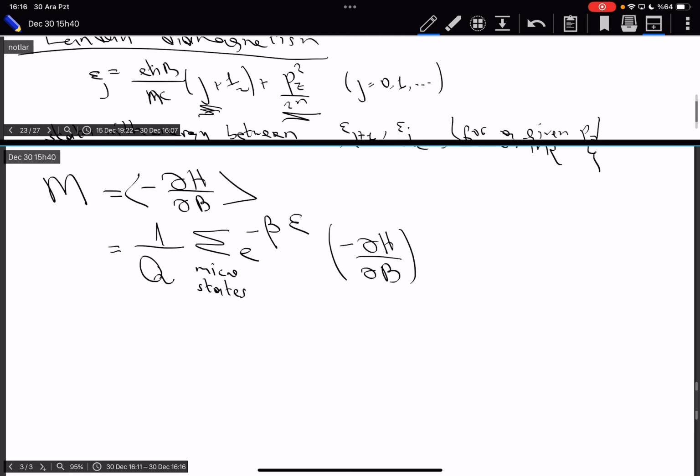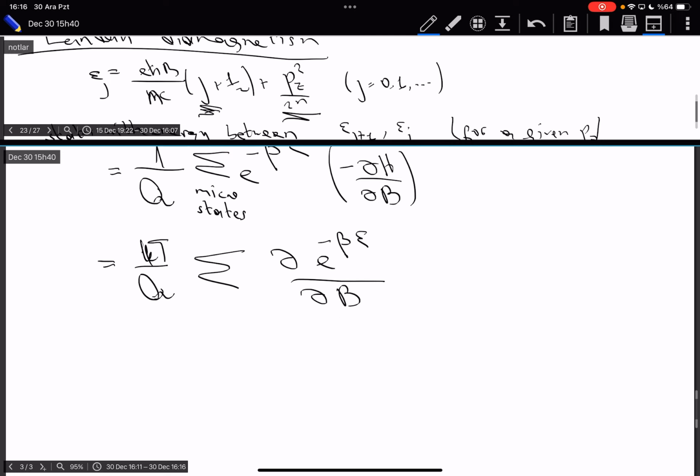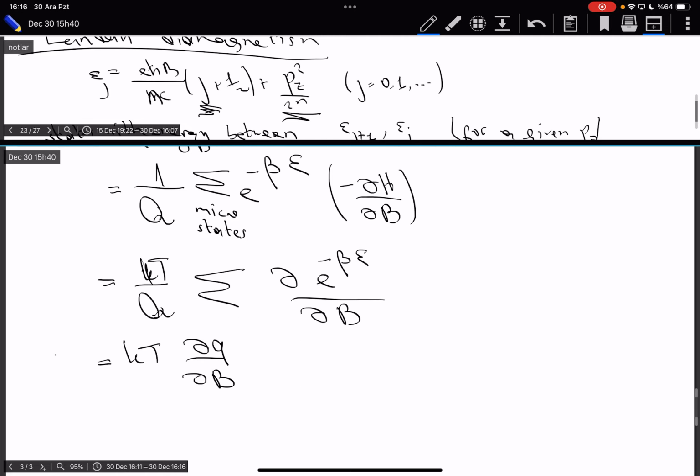Well, I can write this as 1 over Q, this sum of the derivative of the exponent with respect to B. You see, if I take the derivative of that exponent with respect to the magnetic field, it will bring down a minus beta, so I need to multiply by KT. And then the derivative of the energy with respect to the magnetic field. And so this is nothing but KT times the derivative with respect to B of the Q potential. This is the magnetization of the system.